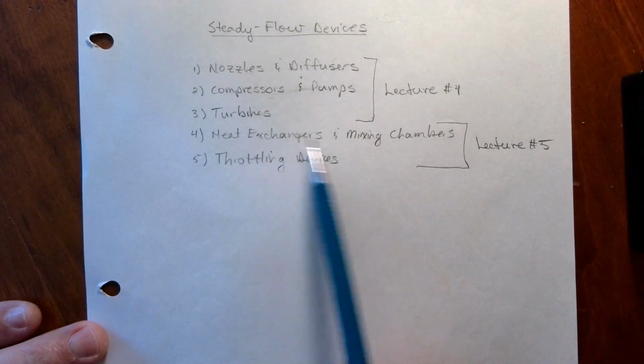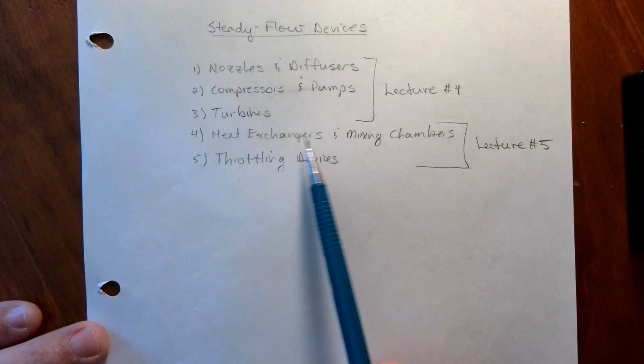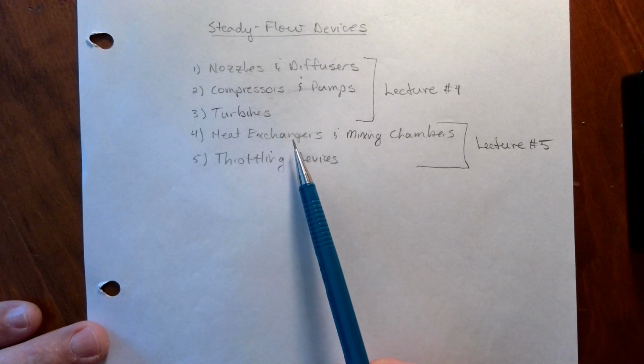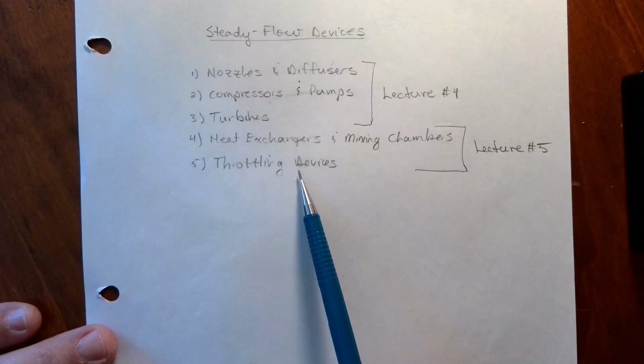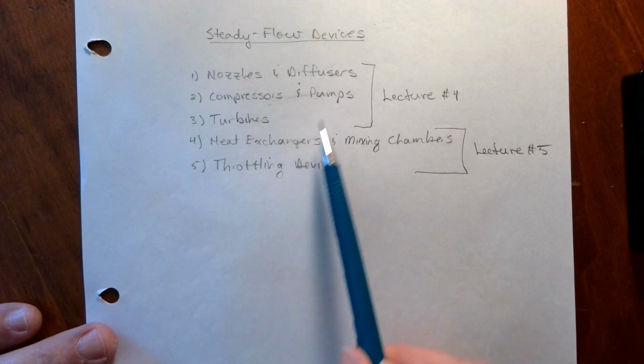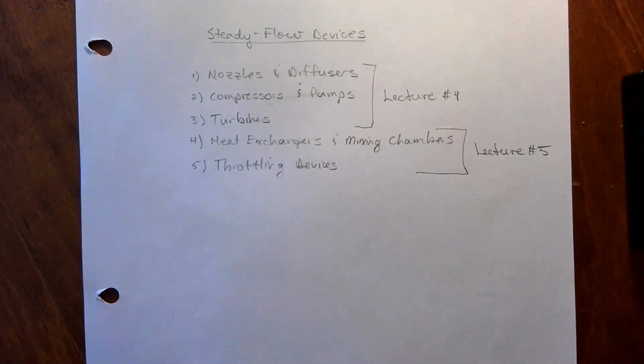Heat exchangers and mixing chambers are effectively heat exchangers and throttling devices, and we'll work an example of each of those. And if there's any time left, I may go back and work some more examples up here. Otherwise, I'll just save that for lecture number 6, which I will record this weekend.